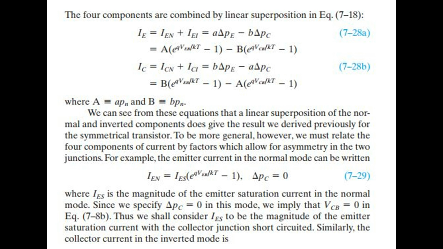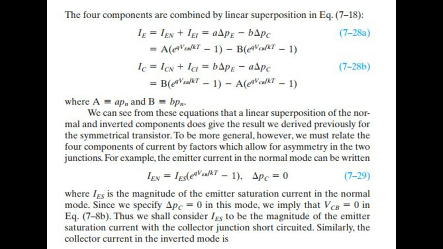We can see from these equations that a linear superposition of the normal and inverted components does give the result we derived previously for the symmetrical transistor. To be more general, however, we must relate the four components of current by factors which allow for asymmetry in the two junctions. For example, the emitter current in the normal mode can be written where IES is the magnitude of the emitter saturation current in the normal mode.